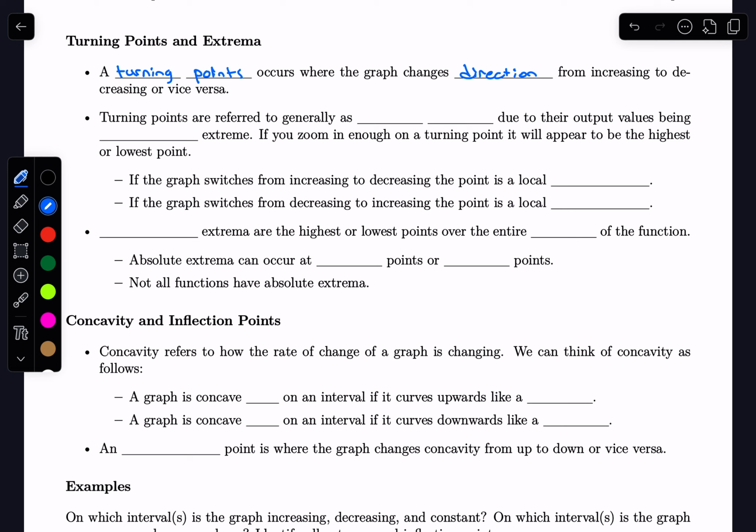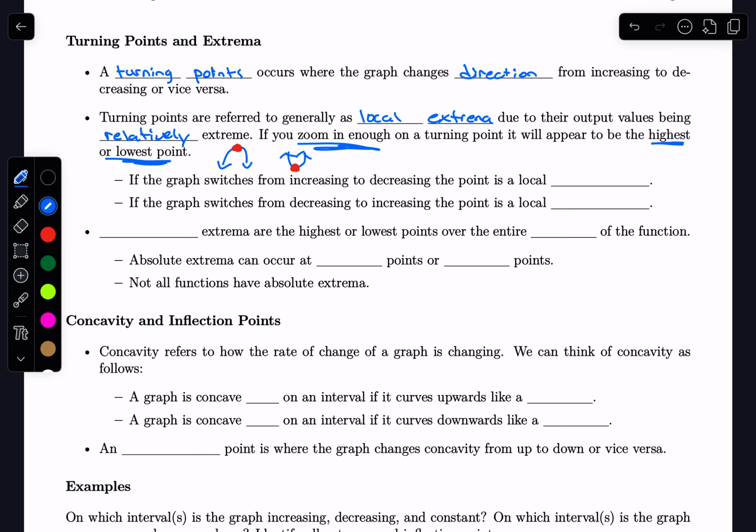Turning points are referred to generally as local extrema due to their output values being relatively extreme. What that means is that if you zoom in enough on a turning point, it will appear to be the highest or lowest point. For example, it might look like the top point on this little U shape here, or it could look like the low point on a similar shape. So when you think of local extrema or turning points, just think of mountaintops and valleys. It's either the high point or it's the low point.